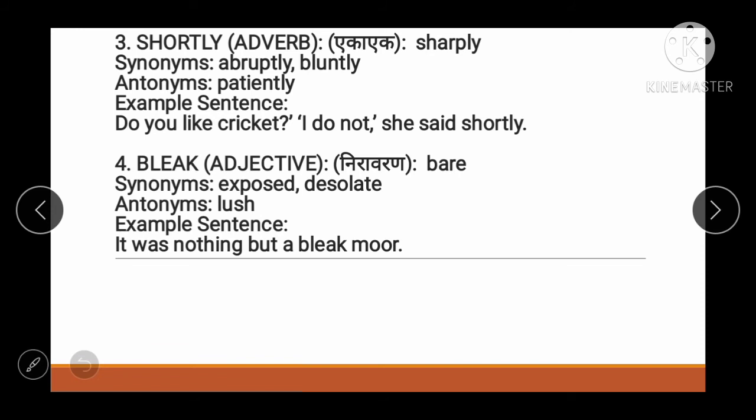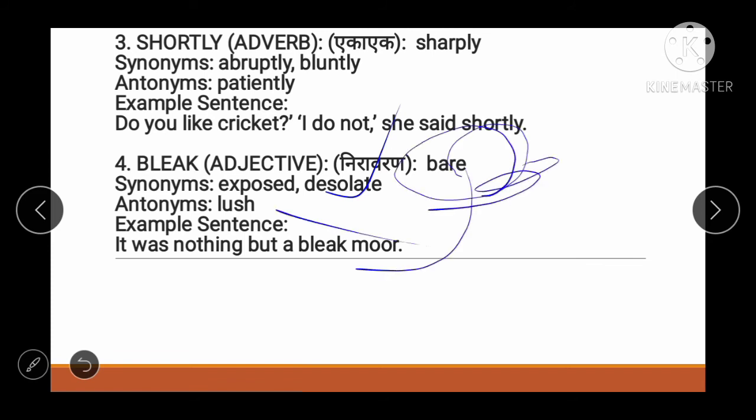Bleak an adjective which means bare. See, even bleak मतलब क्या होता है ना, lacking vegetation. All right, synonym would be exposed and desolate. See, desolate means क्या होता है, feeling or showing great unhappiness and loneliness. Okay, great unhappiness and loneliness show करना is known as desolate. Okay, so antonym would be lush. Lush means क्या होता है ना, growing in a fast manner. Okay, bare मतलब क्या था, कोई चीज़ खाली होना, तो उसमें क्या हो जाए, ग्रो करना is known as lush.